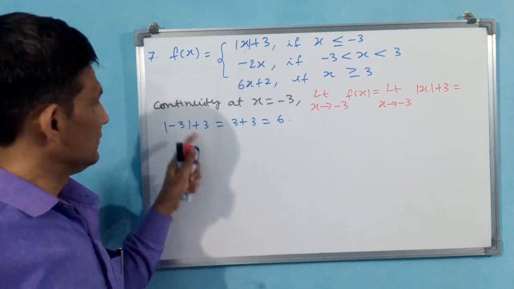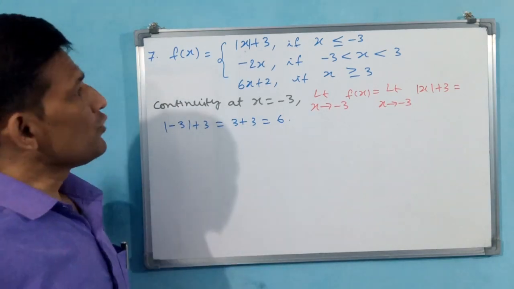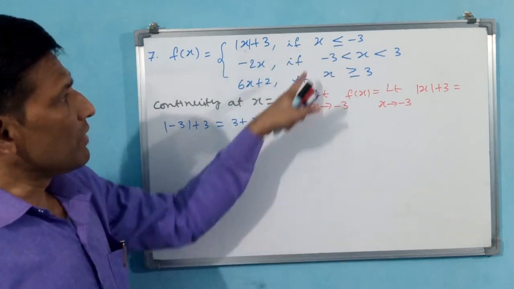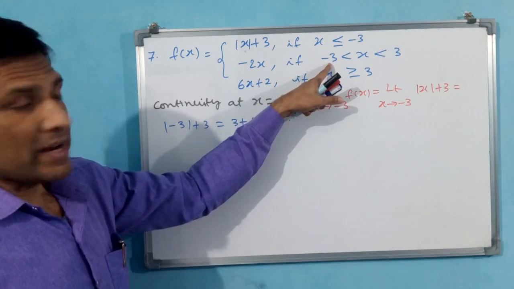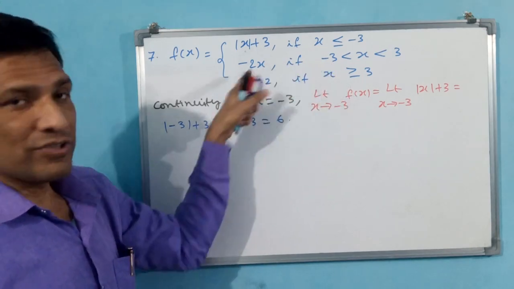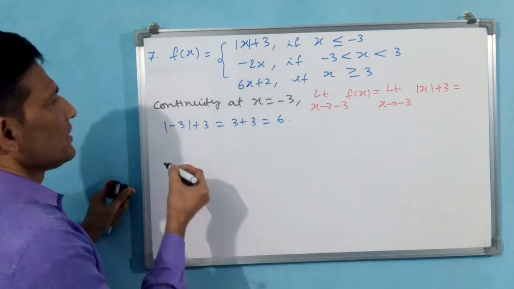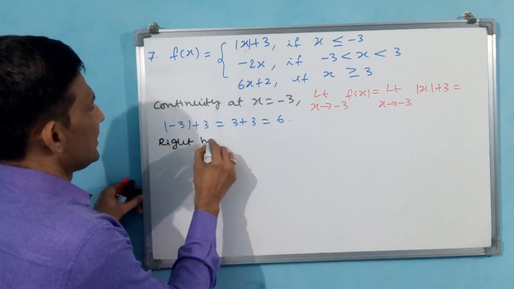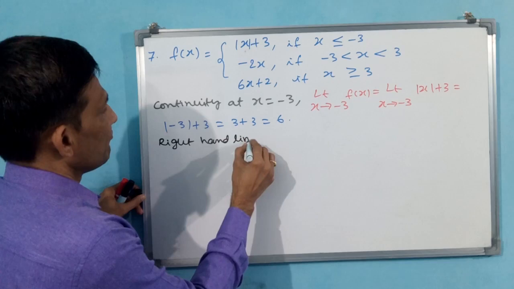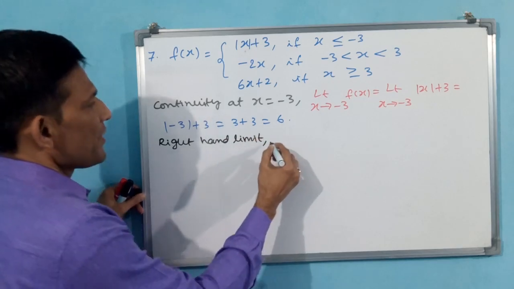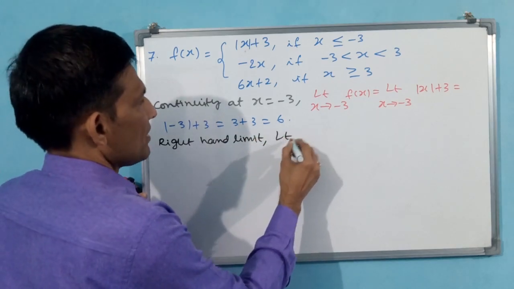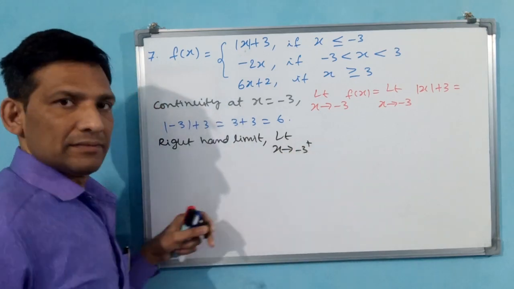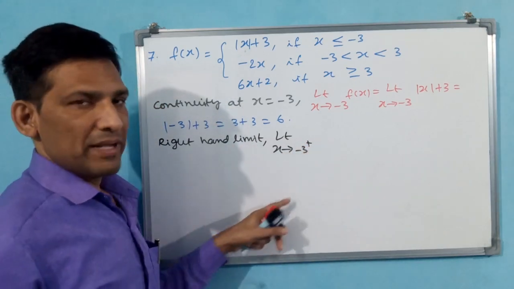Definitely correct. Okay. Now you need not see the left hand limit. Why? Because the left hand limit is also going to give the same result. But you have to see the right hand limit at minus 3. The function is going to change. Okay, write down. Right hand limit, limit x tends to minus 3 plus. Right hand limit is minus 3 plus f of x.